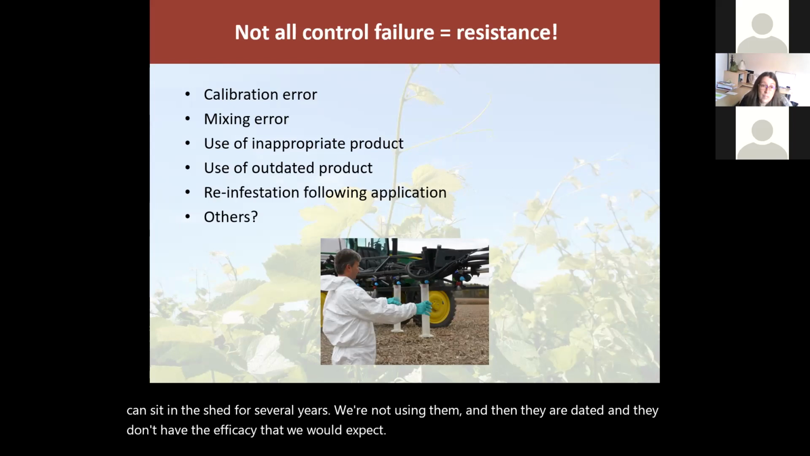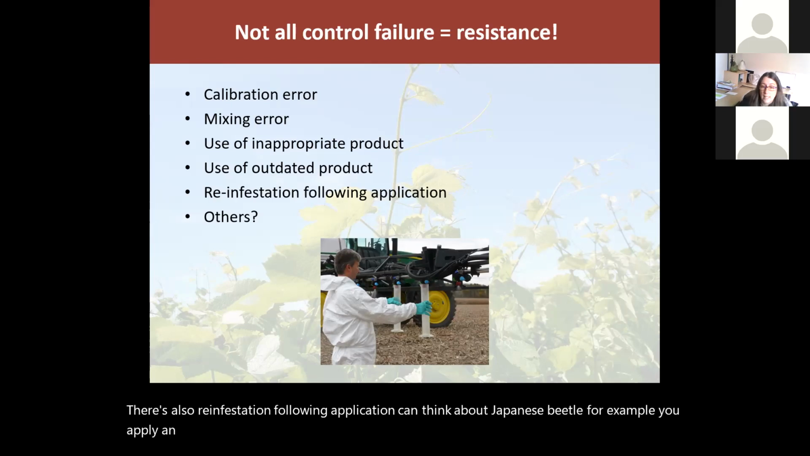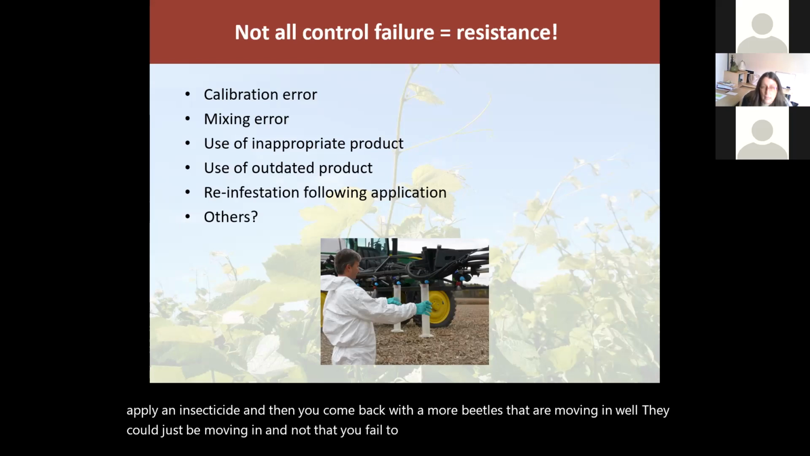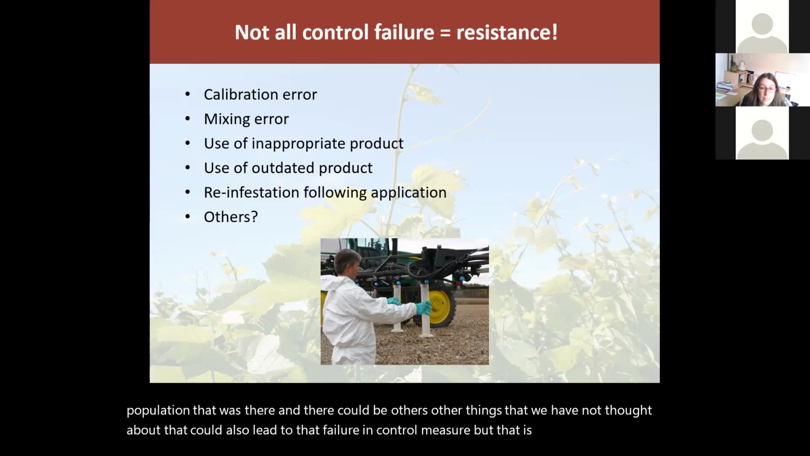There's also reinfestation following application. You can think about Japanese beetle, for example. If you apply an insecticide and then you come back with more beetles that are moving in, well, they could just be moving in, and it's not that you failed to control the population that was there with the insecticide you used. And there could be other things that we have not thought about that could also lead to that failure in control measure, but that is not associated with resistance.